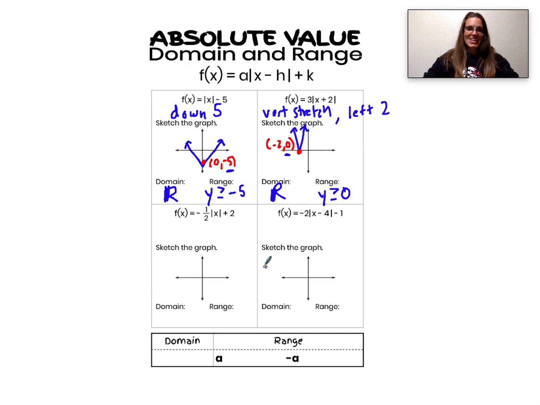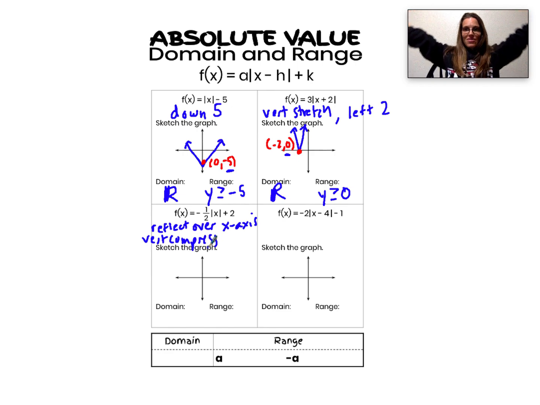Let's keep going. Next example. F of x equals negative 1/2 absolute value of x plus 2. 3 transformations here. We have a negative, which represents a reflection, reflect over the x-axis. We have a 1/2, that is a vertical compress.